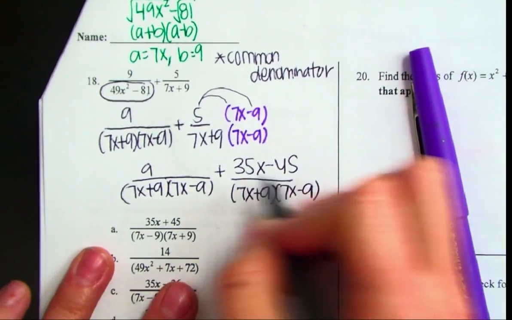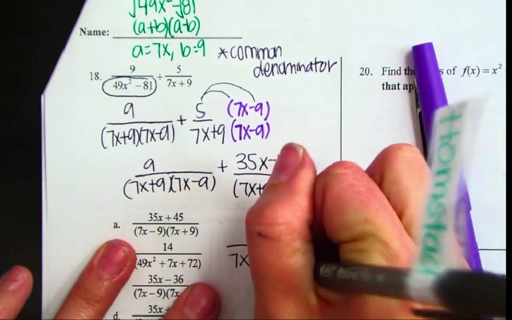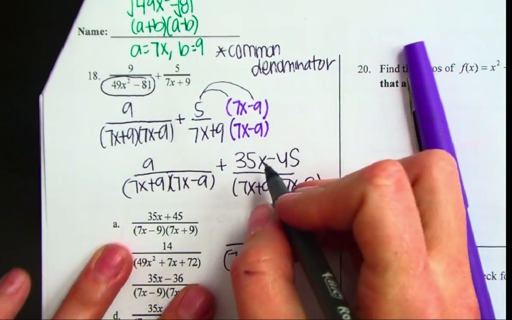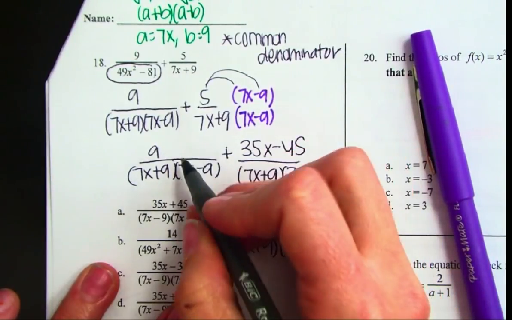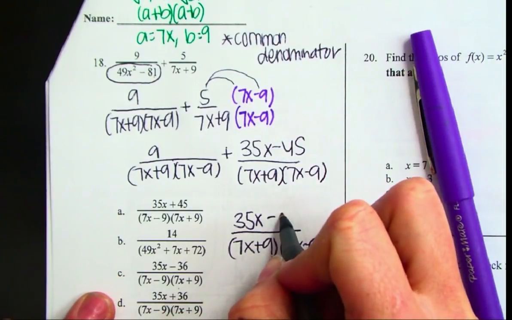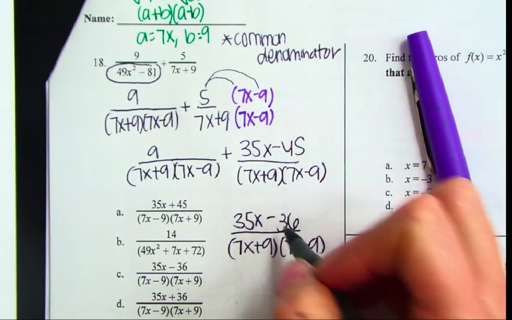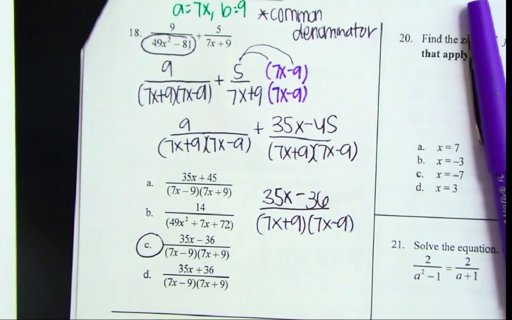So our procedure for adding and subtracting fractions is we keep the common denominator and combine like terms across the top. So 35x is going to stay, it has no other x term to combine with. Then we have 9 minus 45 to give us negative 36. So this would be my final answer. My answer is C.